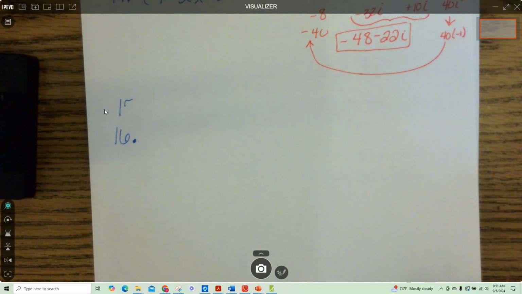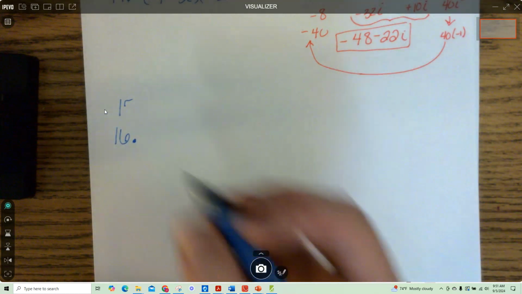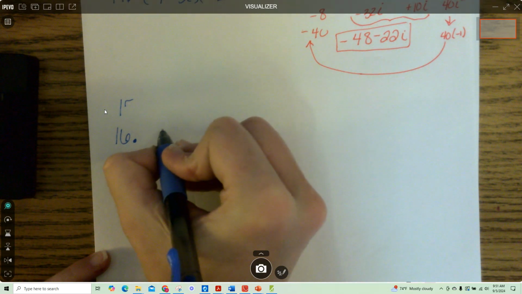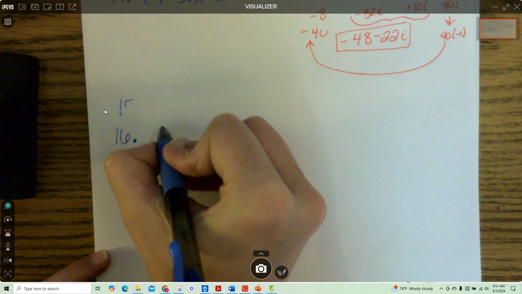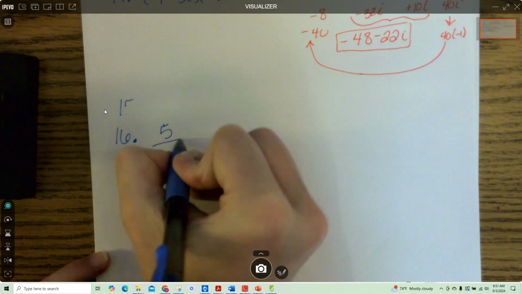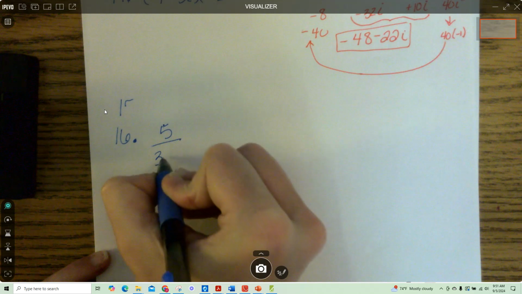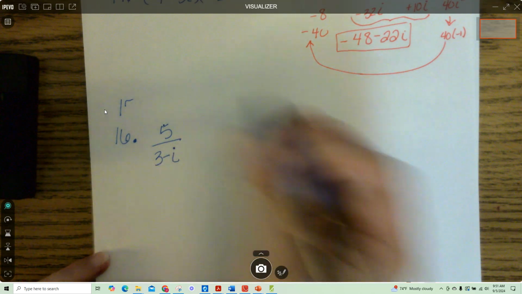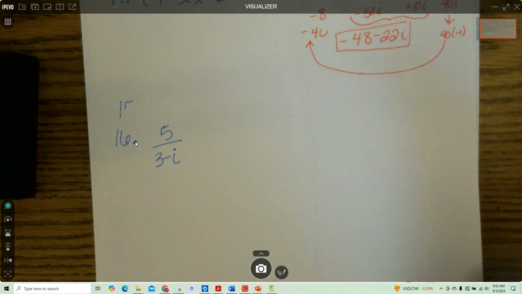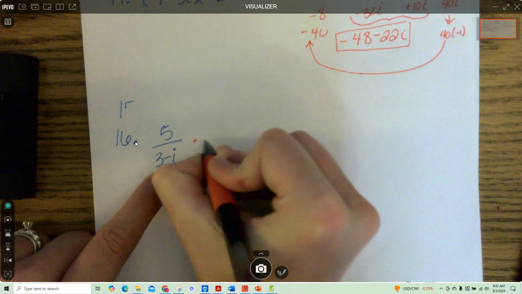Okay. Hunter, what's your 16? 5 divided by 3 minus i. Okay, so it's not really division. This is another one I'm going to check, to make sure I'm explaining it to you right. Okay, so we're going to multiply by the conjugate.